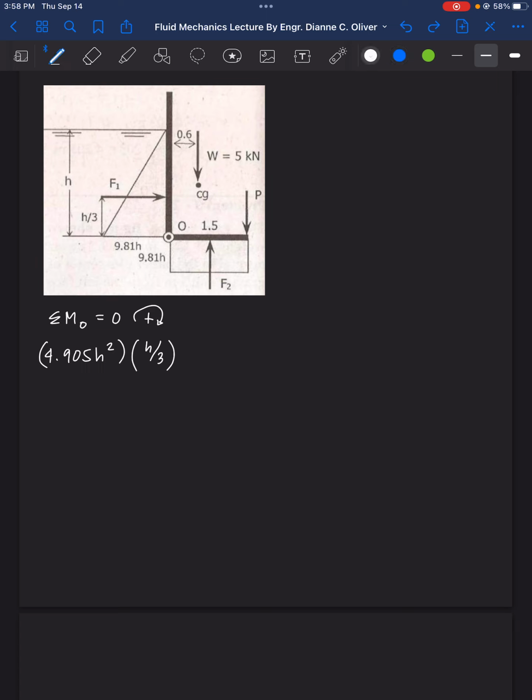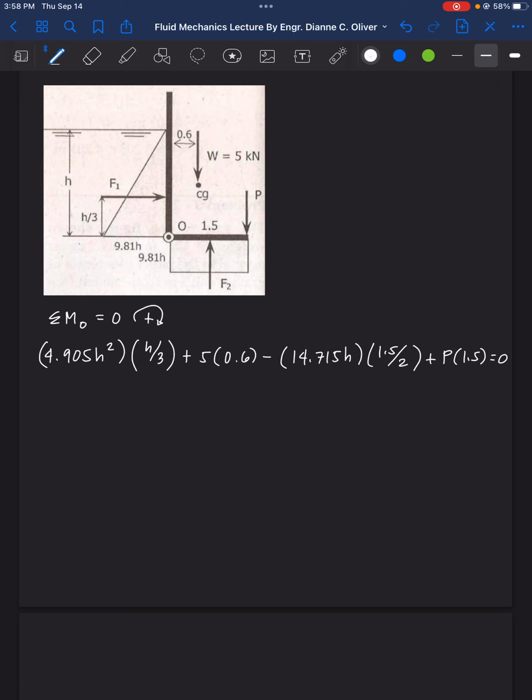Then we have plus the weight of 5 kilonewton multiplied by 0.6. Then minus the F2. The F2 that we got a while ago is 14.715 h, and its location is 1.5 divided by 2. And we have the additional force of P. So the P here is positive P, and its location is 1.5 from the hinge. And then all this is equal to 0.